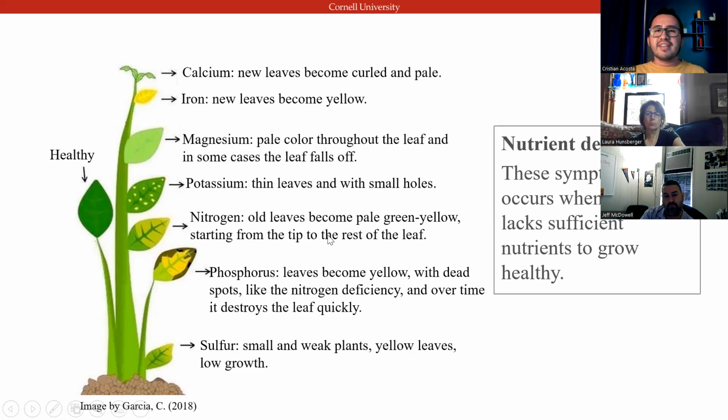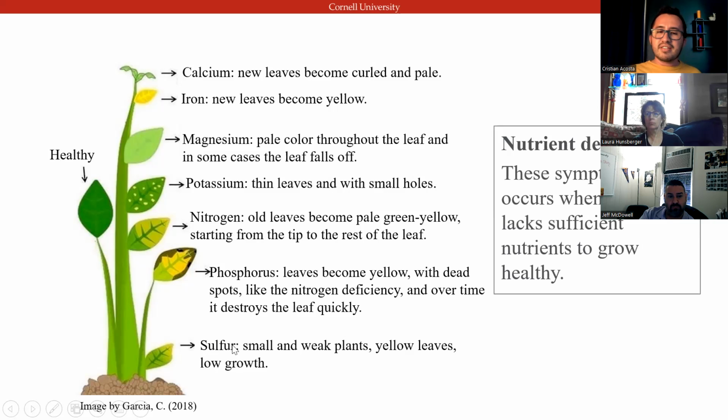Phosphorus is similar to nitrogen, but the difference in this case is that this deficiency destroys the leaf quickly, and that can show some dead spots, like we can see here in this example. It starts becoming yellow from the tip to the rest of the leaf, same as nitrogen, but now we have some dead spots, and it's faster than nitrogen.